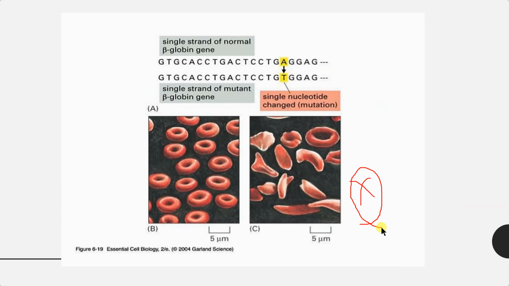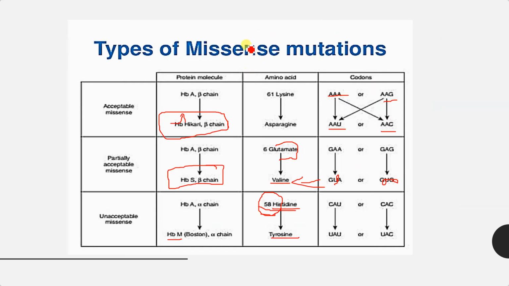So just for your sake, once again I am revising. The missense mutation will produce an abnormal protein, or an abnormal amino acid will be synthesized, and this is purely due to a single base pair alteration. That may result in three different variants. The first is acceptable, where the protein function will be fine. The second is partially acceptable, where a partially inefficient protein will be synthesized. An example is sickle cell anemia. And the next one is unacceptable missense, where you completely lose the function of the protein due to the alteration of a single nucleotide base.